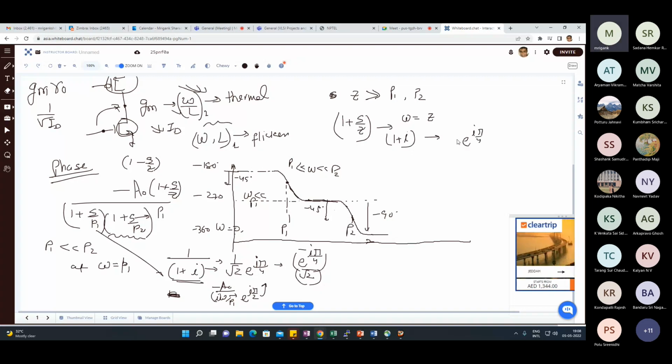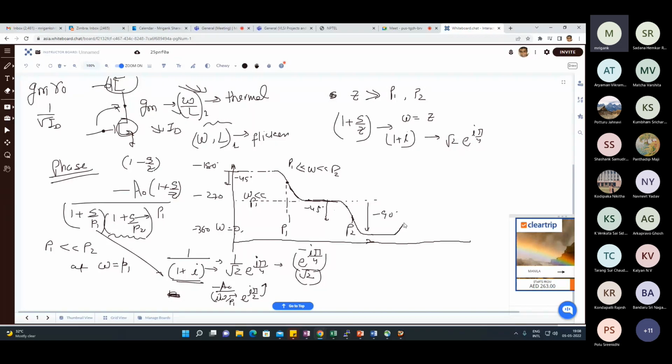Now this term basically means that, first of all, the magnitude is also root 2. So it is enhancing the magnitude, and the magnitude plot will go up. Whereas in the phase plot you are also seeing that this term is adding phase. So at this point, it is supposed to go up because it is e^(jπ/4).